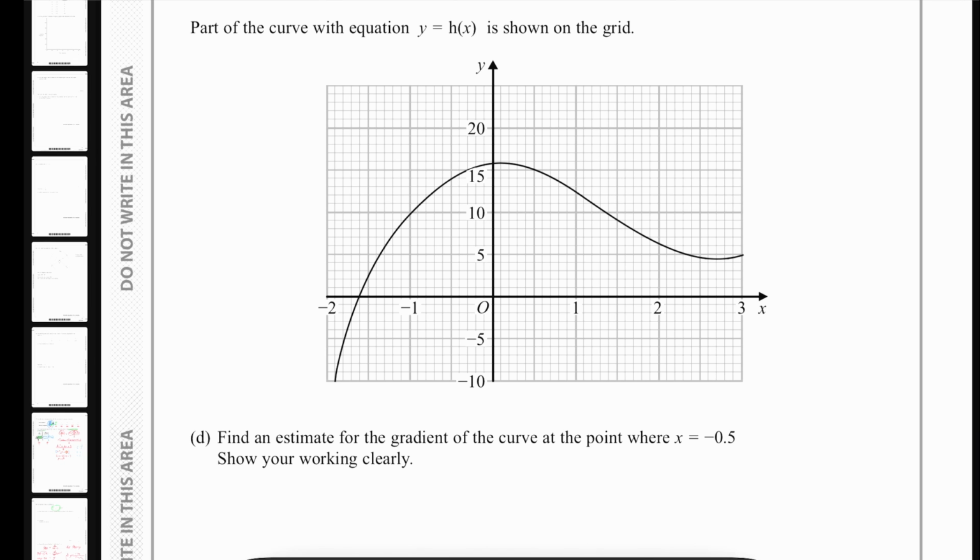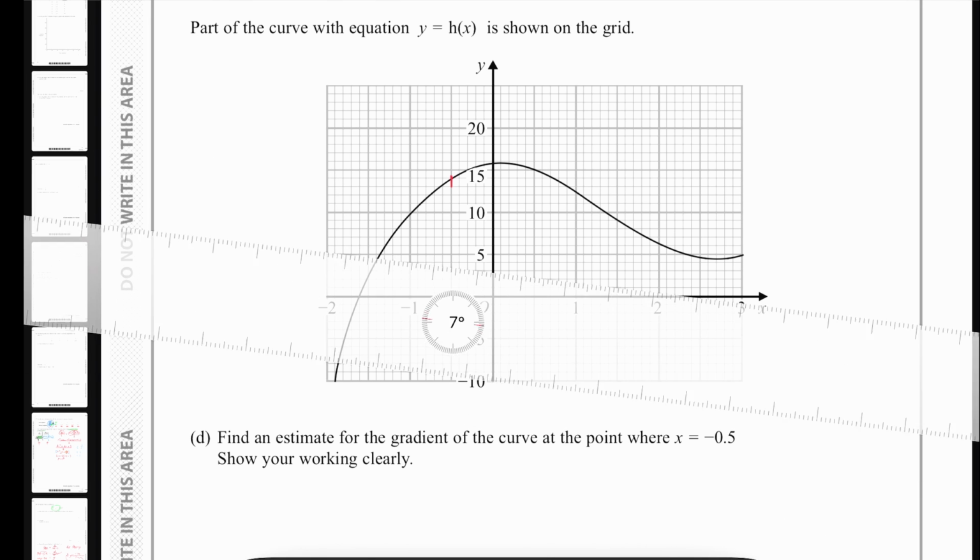Part D. Part of the curve with the equation y equals h of x is shown on the grid. Find the estimate for the gradient of the curve at the point where x equals negative 0.5. Okay, so negative 0.5 is there, so at that point I need to find the gradient.